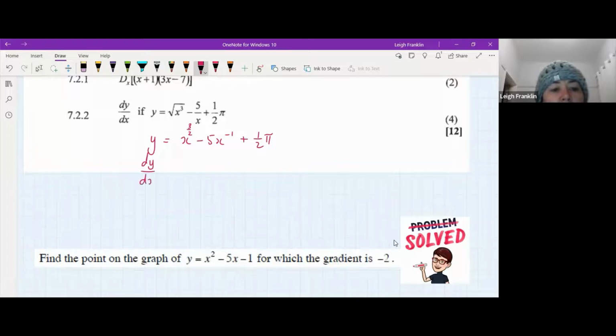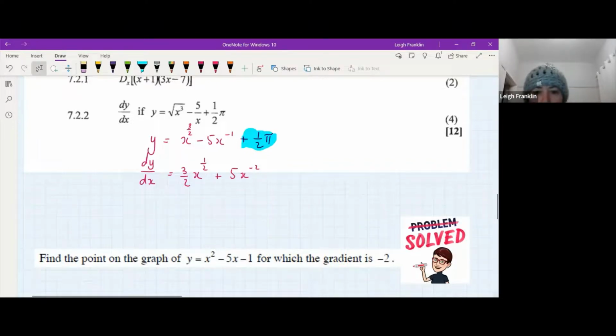So the derivative of y with respect to x will give us 3/2x, take 1 away, so that will be 1/2, plus 5x to the power of -2. And then this term here, can you see there, would become 0 because it's a constant. Okay, and that would be your answer. If I haven't made any mistakes, which I don't think I have. Okay, all good. All right, there we go, no problem.